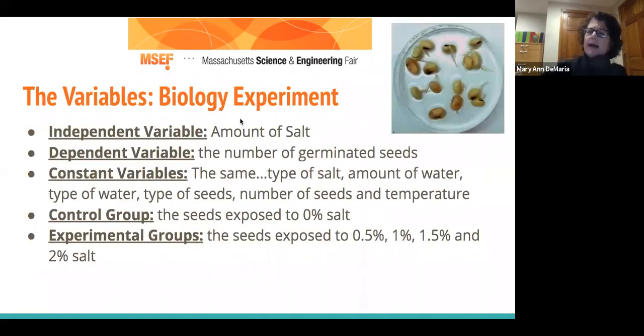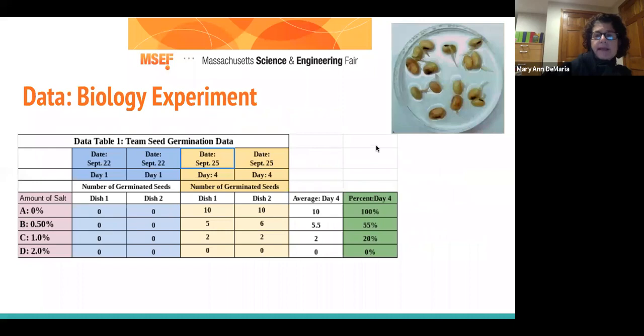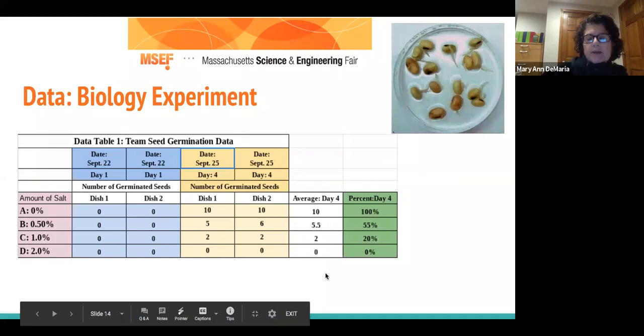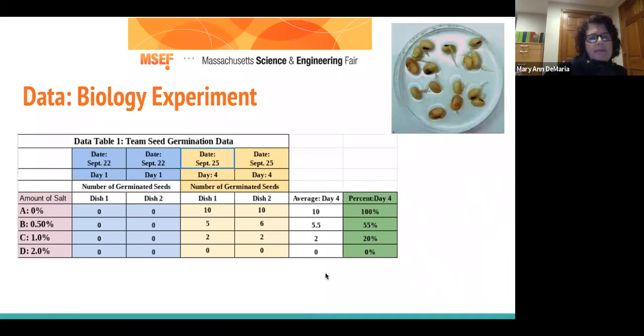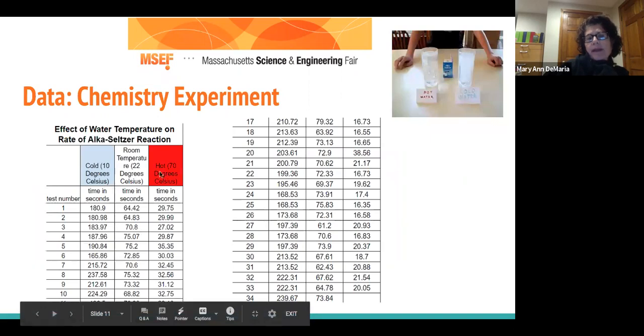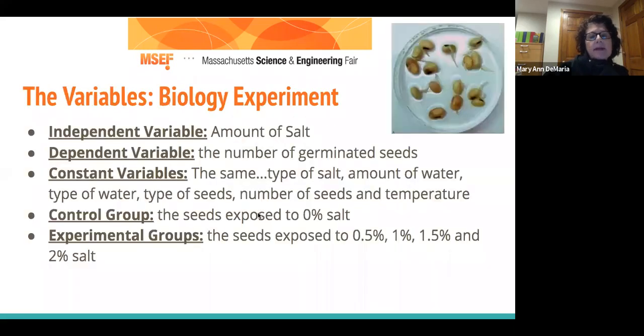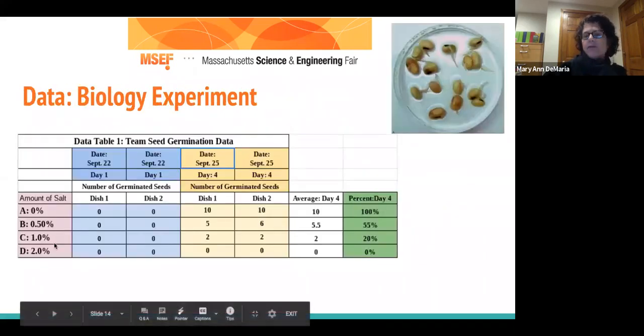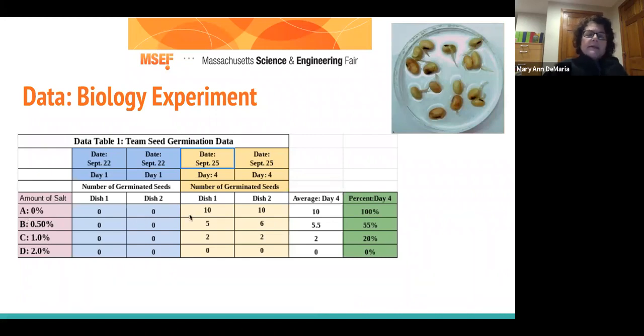So remember the biology experiment? That was the salt and the seed germination experiment. So these data are actually from one of my cohorts this year, okay? So this is how we set up this data table this year. So you can see what's different between this one and this one. Notice the independent variable was our column headings here because we had all the trials. But in this one, the independent variable is over here. So it's kind of like the row headings because we were tracking seed germination over time, okay?